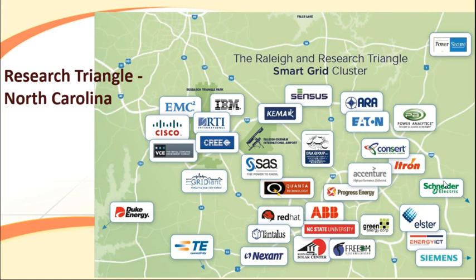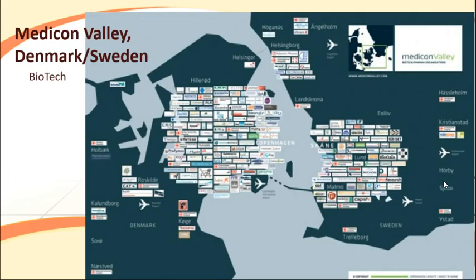Okay. Here are some quaternary locations, the Research Triangle in North Carolina, and then Medicon Valley, which is in Denmark and Sweden, kind of a conglomerate there, and that's all biotech. The reason I put these in here is because a lot of these will cluster together because they can share information that way. They can work together, and that's kind of convenient for them.